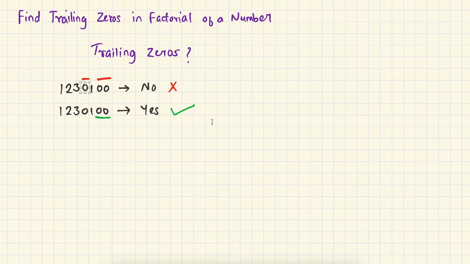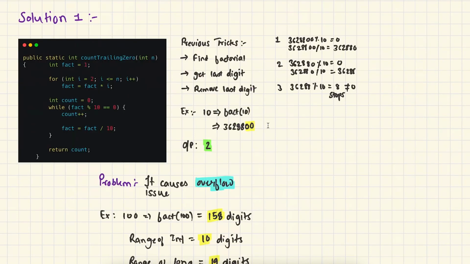Now let's pause this video and think about a solution to find the number of trailing zeros in the factorial of a number. Alright, let's see the solution. In the previous video we saw how to find the factorial of a number, how to get the last digit of a number, and how to remove the last digit of a number. So in this solution we are using these 3 tricks to get the number of trailing zeros in the factorial, right?